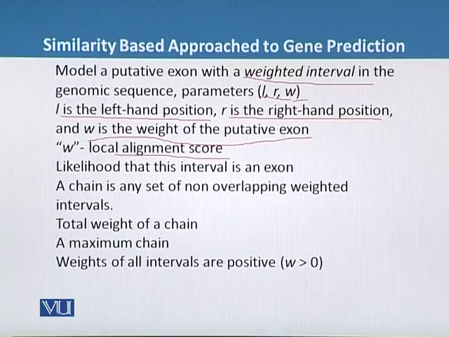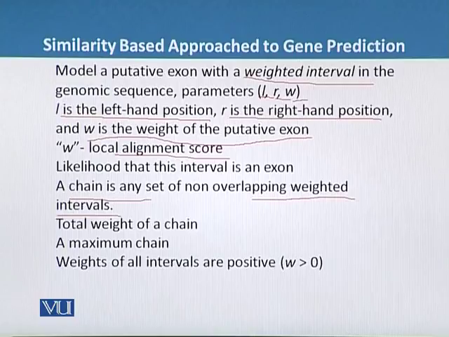A chain is any set of non-overlapping weighted intervals. The total weight of a chain is the sum of the weights of the intervals in the chain. A maximum chain is a chain that has the maximum total weight among all possible chains. Below we will see an algorithm for the case where all intervals are positive, that is, W is greater than 0.